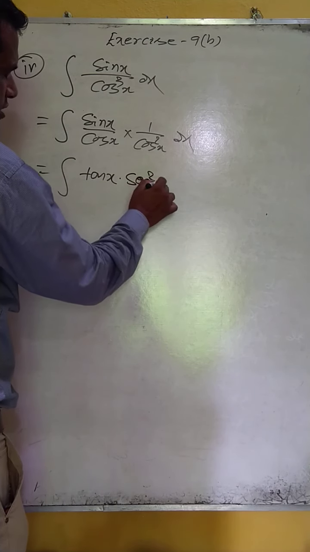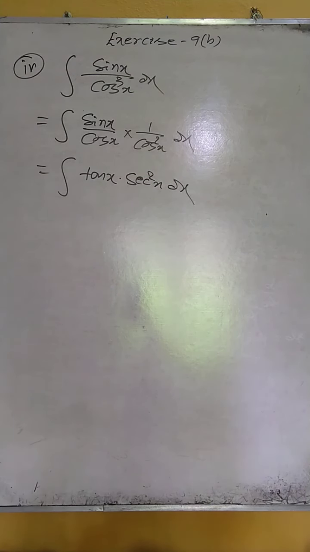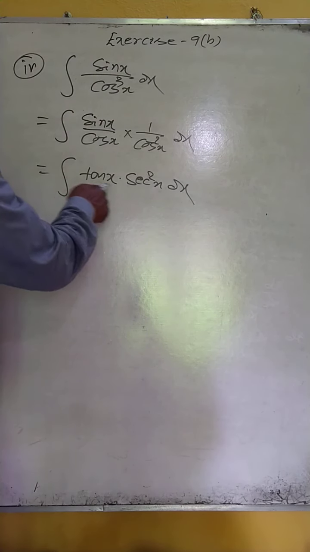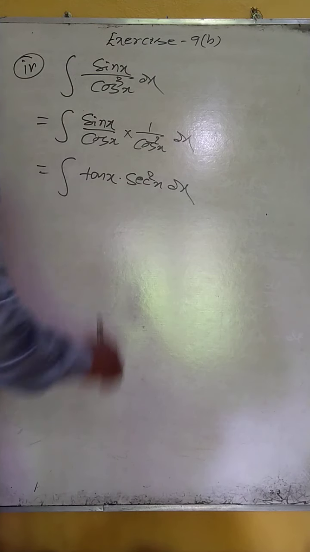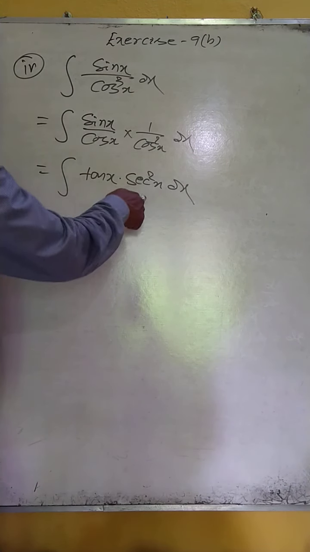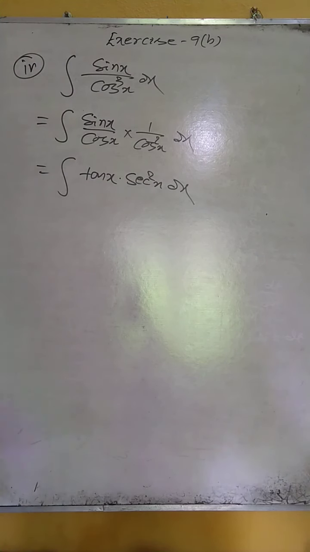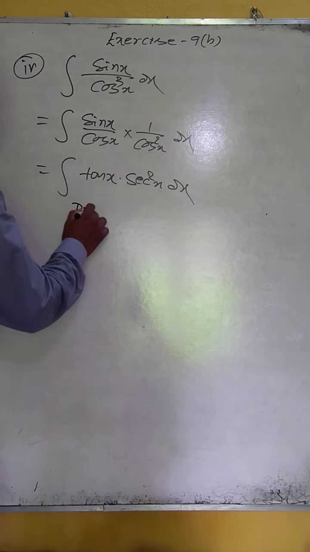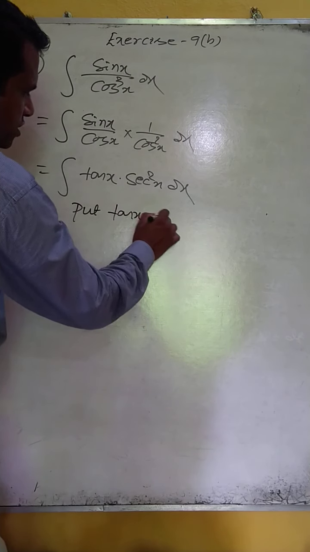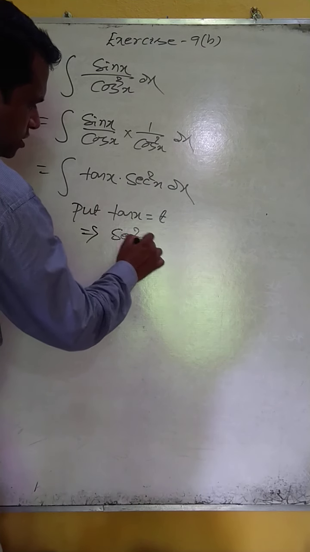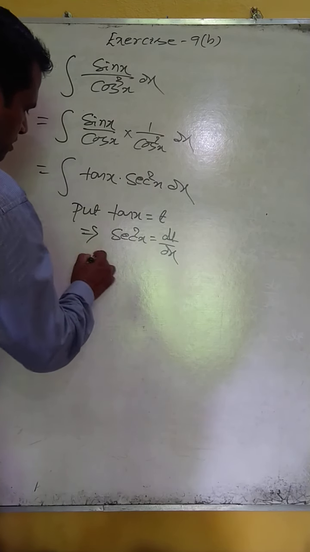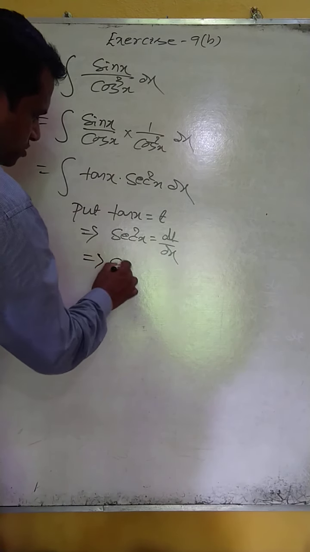Here also we put tan x is equal to t, sec square x dx is equal to dt, then we get t dt that equals t square by 2 plus c. Put tan x is equal to t, that is sec square x is equal to dt by dx, that implies sec square x dx is equal to dt. So we get t dt that equals t square by 2 plus c, that equals tan square x by 2 plus c.